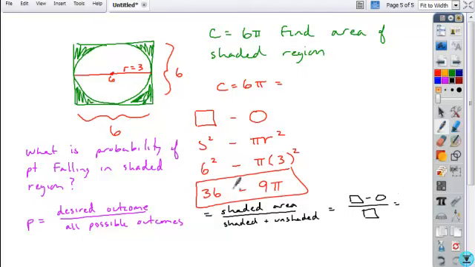And so if we use the calculation that we got up here, 36 minus 9 pi, what would we divide by? 36, the area of just the square. And so the decimal equivalent of this calculation would be your probability. And so you are going to see some probability questions. And so it's just a matter of taking, again, the desired outcome, which is usually going to be a shaded region, divided by all possible outcomes, the shaded and unshaded combined.